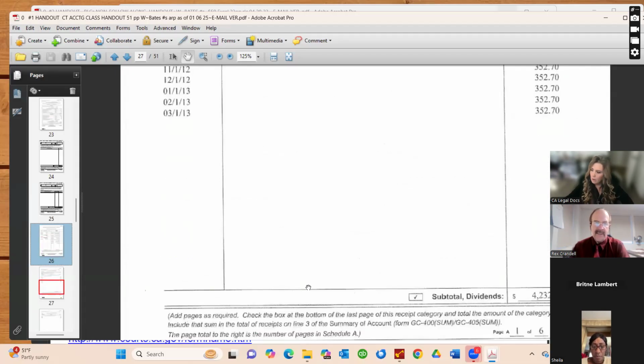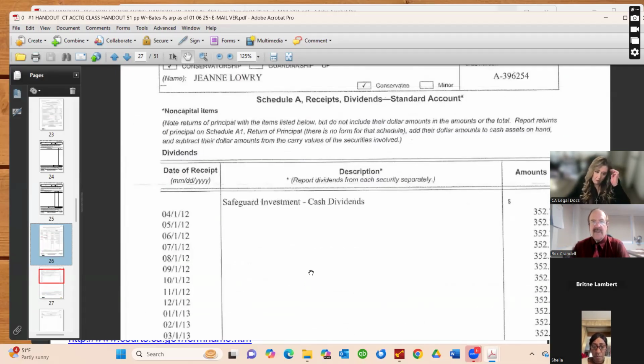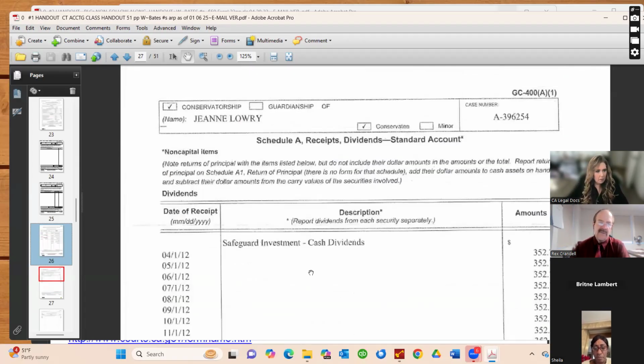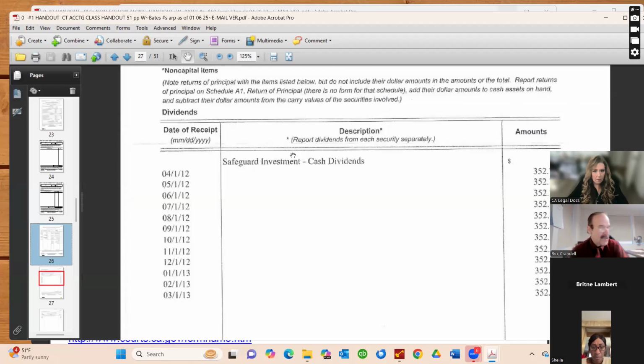Now we're moving on to page 23. We have receipts. We're going to be doing income for a while. So this is receipts. We have cash dividends. And under the cash dividends, you take every dividend from the broker statement and list the dividend. The broker statement sometimes will break it out by investment category or vendor or subject company. But you need to enter each of the transactions.